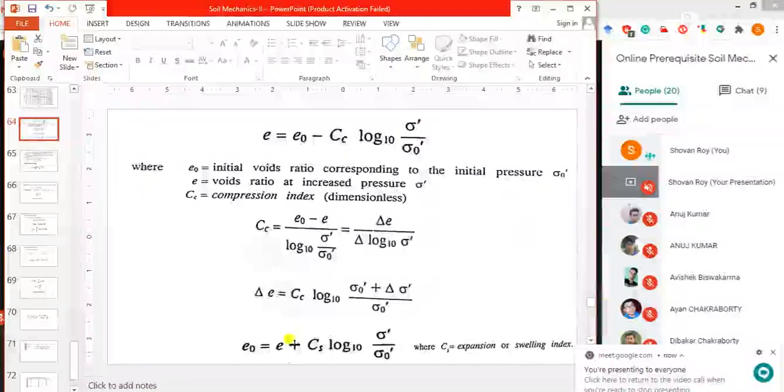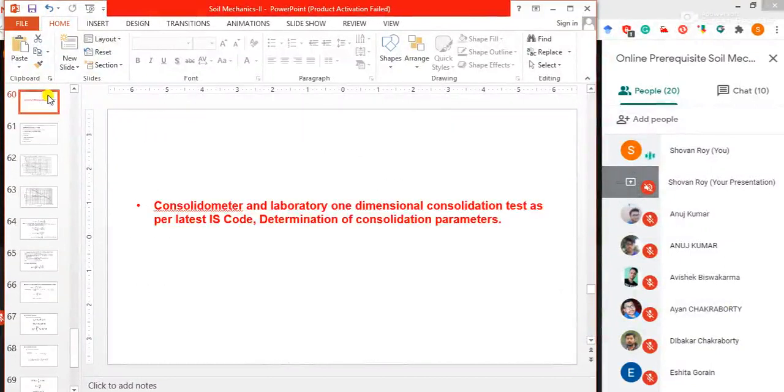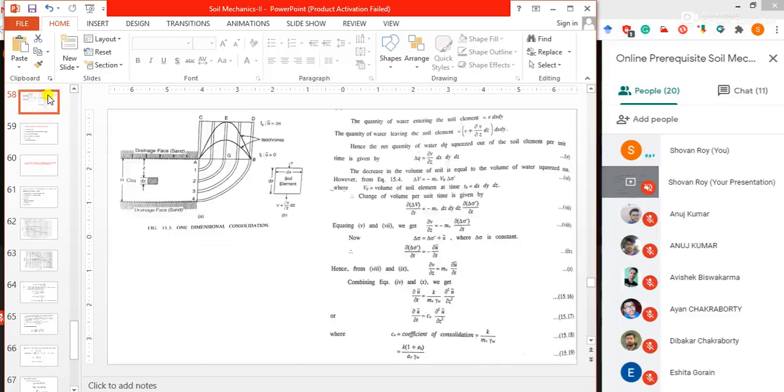Today we will start to understand these formulas. Actually, in the first class, we saw one-dimensional consolidation. At the end of that equation, we found some terminology like coefficient of consolidation and AV, the coefficient of compressibility.